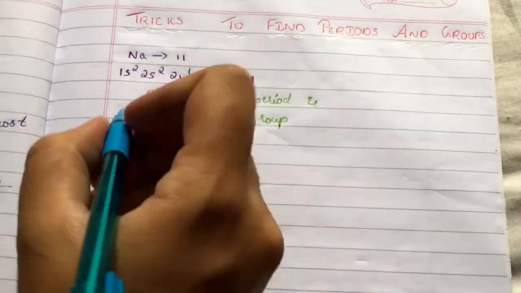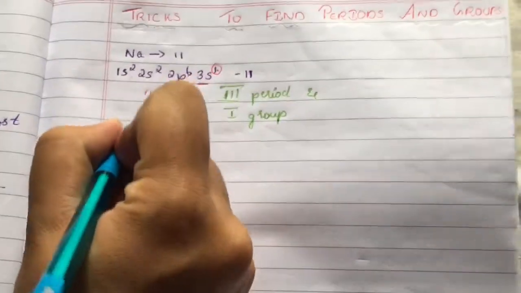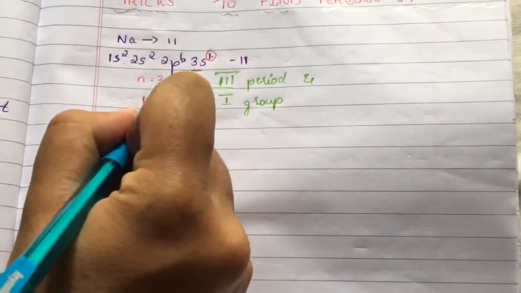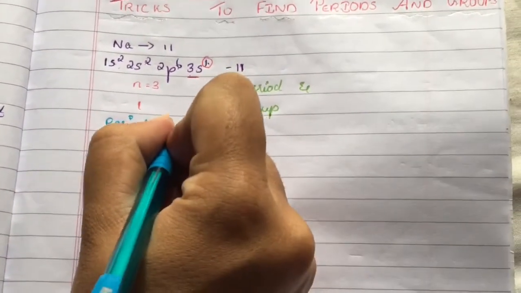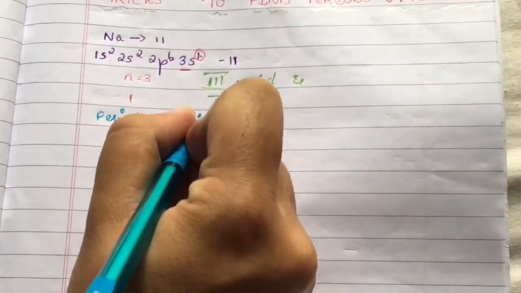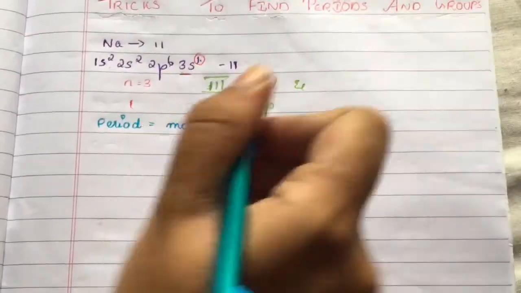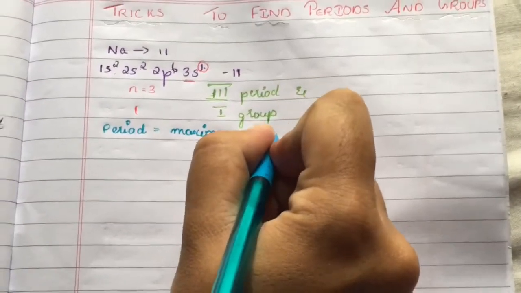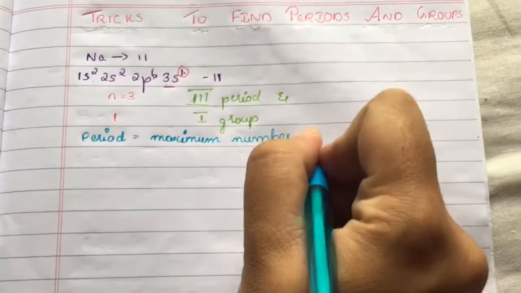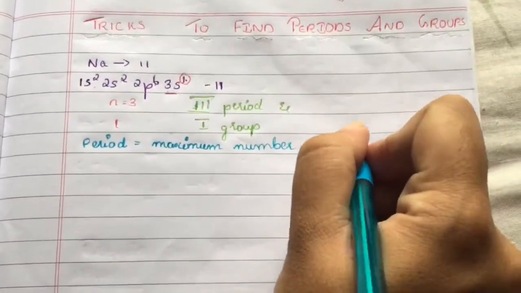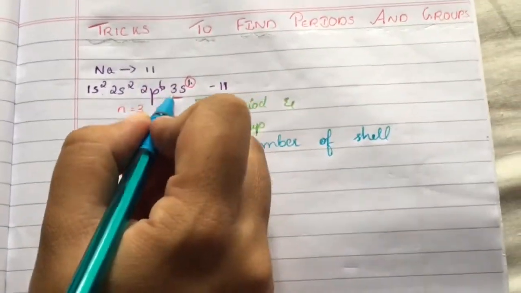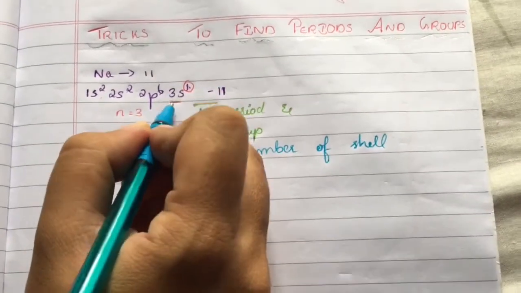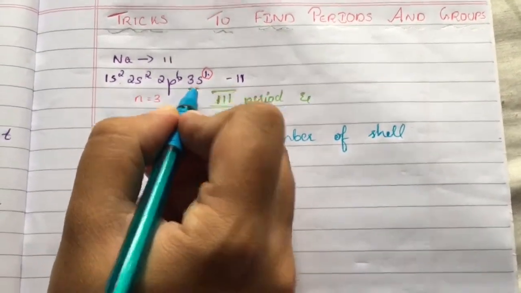To find the period: the period is equal to the maximum number of n shell, that is, the maximum number of shells. This is one of the tricks and easiest methods. Here there are 3 shells present, or the maximum n value is 3, so it belongs to the third period.